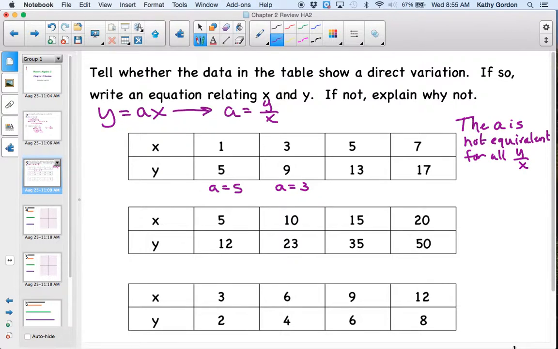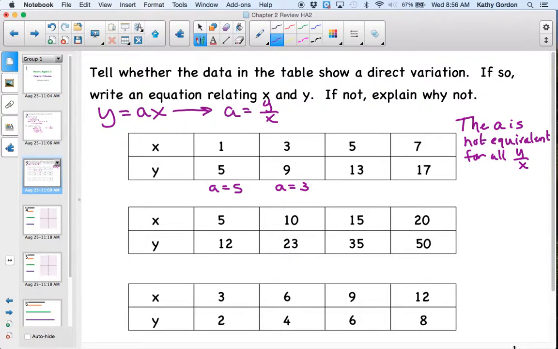Yes? So if we see this on the test, do you want us to write what a equals, or can we just write a is not equivalent? I would want to see something that shows me that your a's were different. It's usually something that simple: under each pair of x, y's, if you just write, well, a in this case would be this, and a in this case would be this, and as soon as you start seeing they're different, then you can just make your statement that, okay, so the a's aren't all the same.